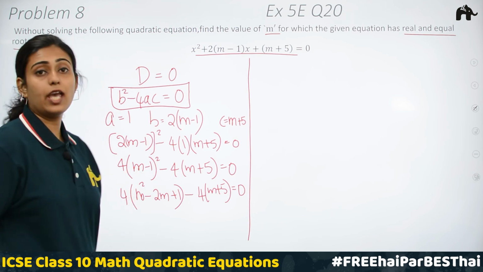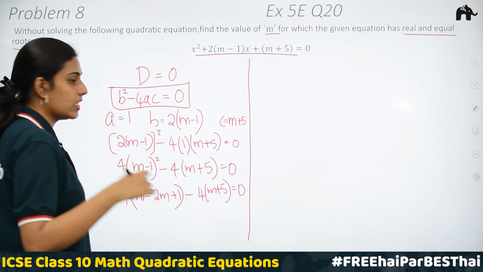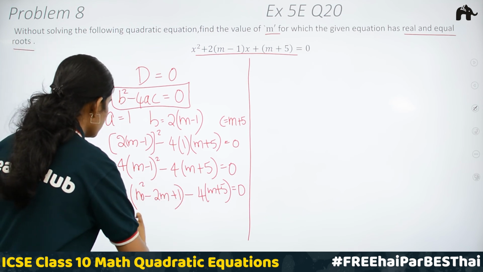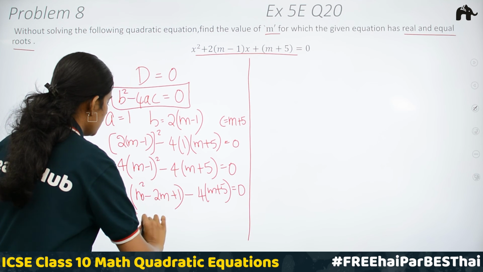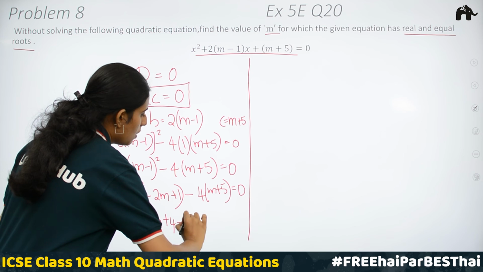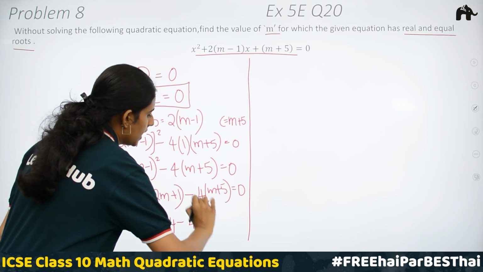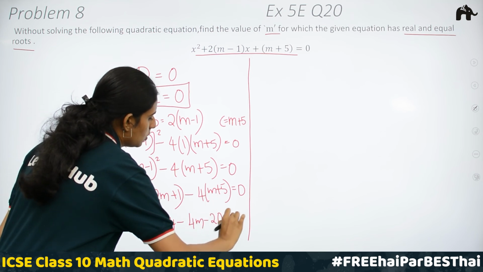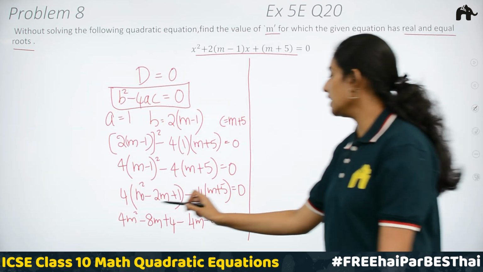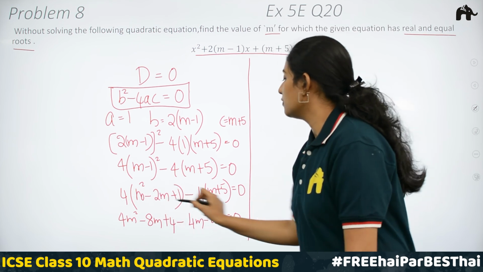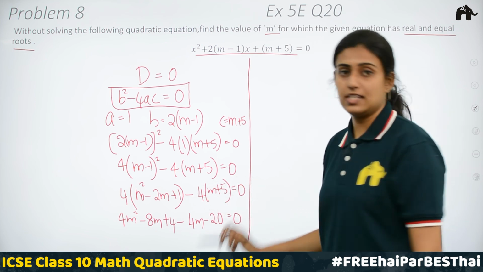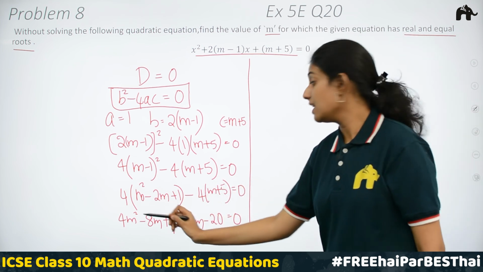We have used a minus b whole square. A minus b whole square is equal to a square minus 2ab plus b square. Removing brackets, we get 4m square minus 8m plus 4 here minus 4m minus 20 is equal to 0. Okay. We remove the brackets, that is multiplying with 4 for these terms and multiplying with minus 4 for these terms.